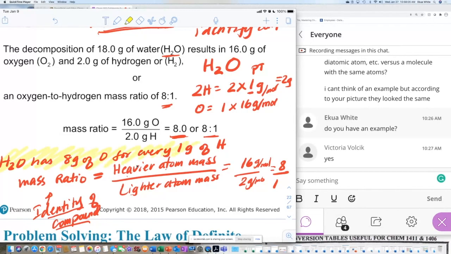So if you have a compound that looks like water, smells like water, pours like water, you're trying to figure out, is it water? Figure out the mass of oxygen. Compare it to the mass of hydrogen. If you get 8 grams of oxygen for every 1 gram of hydrogen, guess what it is? It's water.